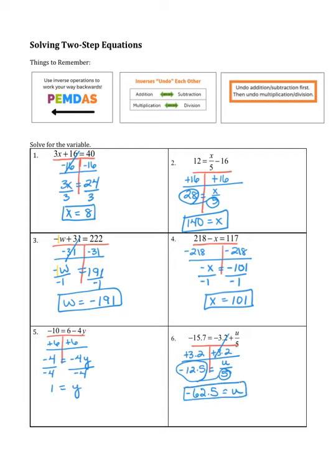This isn't very difficult, but I want you to practice. You need to do the work in Alex because this is a skill that needs practice. The more you do it, the more comfortable you are. All right, that's it, guys.